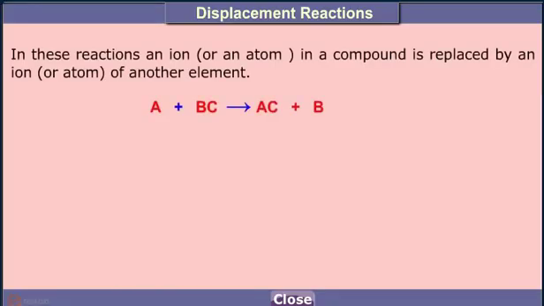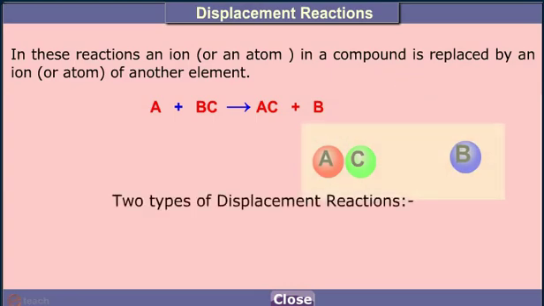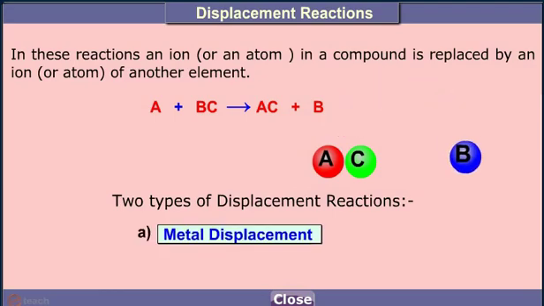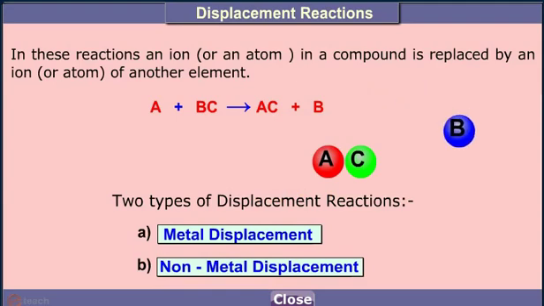Displacement reactions. In these reactions, an ion or an atom in a compound is replaced by an ion or atom of another element. A plus BC goes to AC plus B. There are two types of displacement reactions: metal displacement and non-metal displacement.